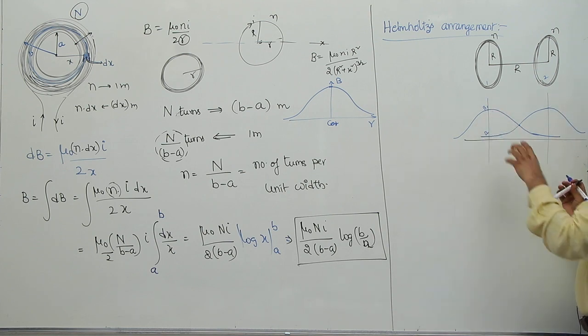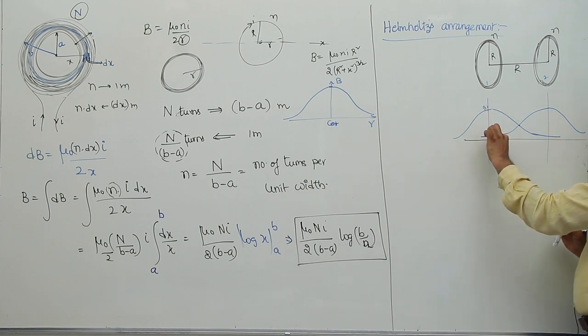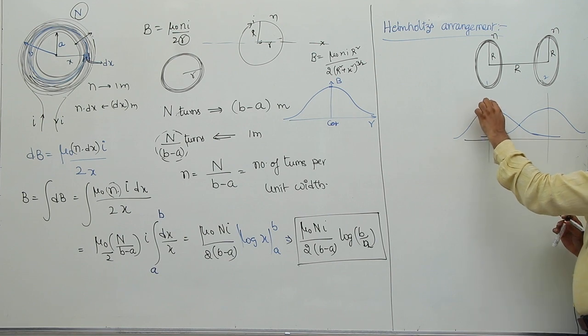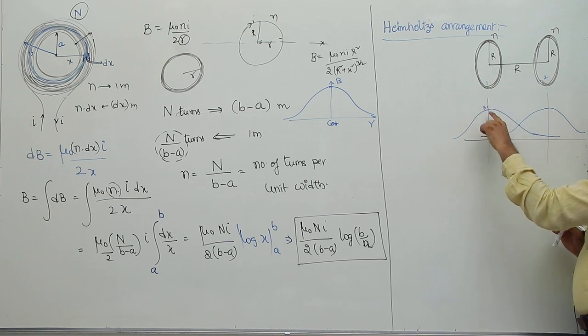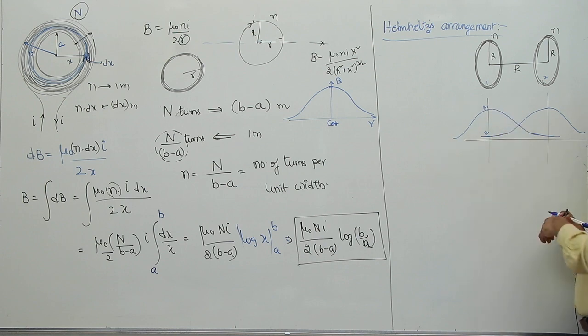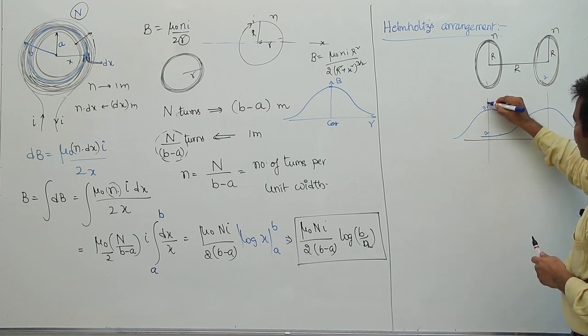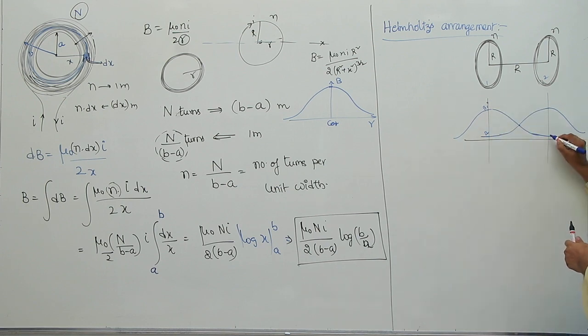This magnetic field, let us say some Tesla, and this is the magnetic field, some more Tesla. What is the total magnetic field due to this arrangement? This will be B1 plus B2 because both are adding. So this is B1 plus B2. Here also, this is B2, this value is B1, and this is B1 plus B2.